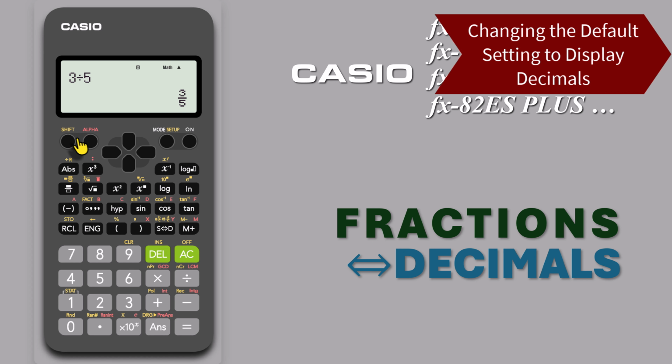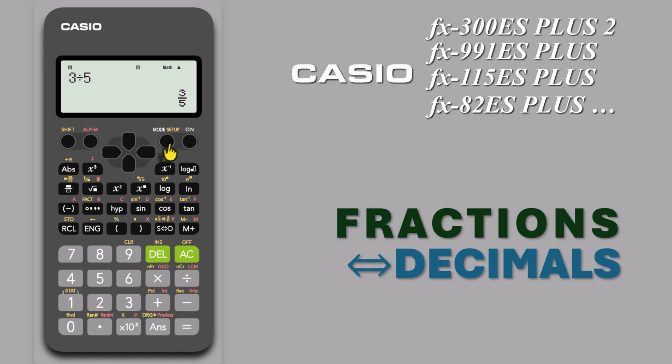To change this setting, press Shift, then Mode to enter the Setup menu. Press 1 to select Math I/O. Press 2 to select Line for linear display. Now, when you do a basic division like 3 divided by 5, it will instantly be displayed as 0.6.